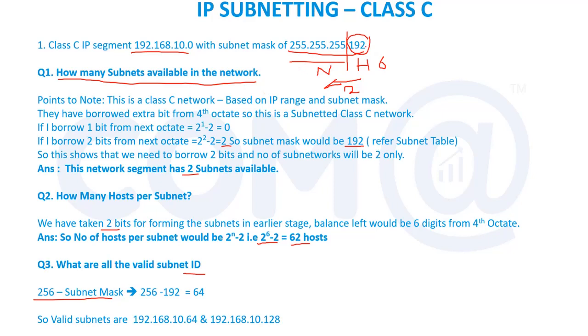Your subnet mask ends with 192. So 256 minus 192 is 64. So the range starts from 10.64. That is one network. First network starts from 192.168.10.64, and the second network is 64 plus 64, what? 128. So the second network will start from 128. So this is how we find out valid subnets.